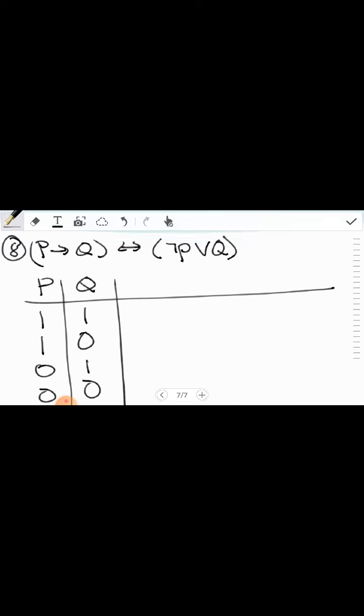For the material implication, we have P implies Q. So this is already number 8. P implies Q is equivalent to not P or Q. So similar process. We have two propositions involved here, P and Q. 1 1 0 0, 1 0 1 0. Left side is P implies Q. Right side is not P or Q.